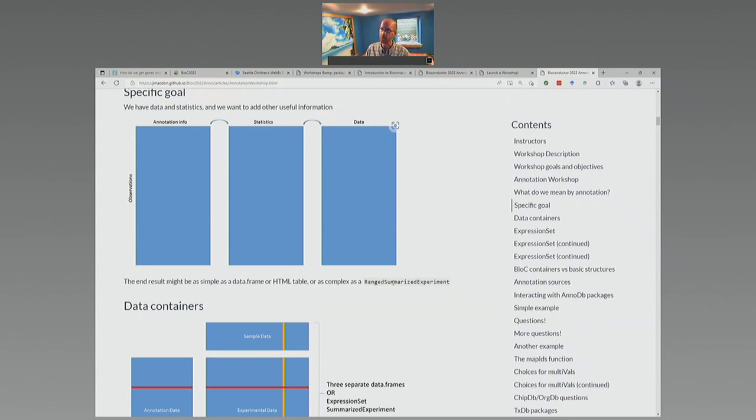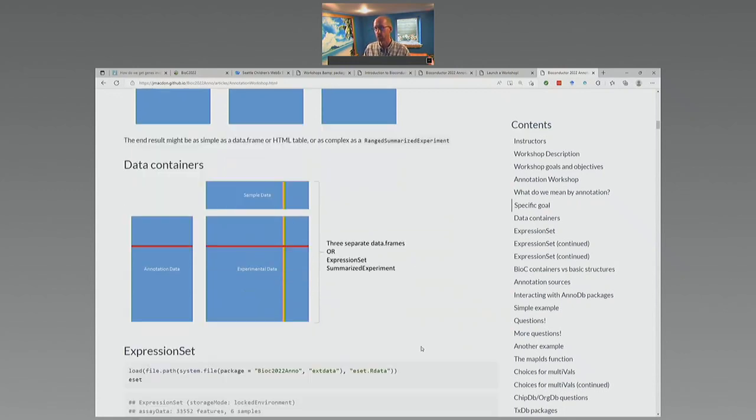And we could do this with three data frames, right? The only issue with that is if you subset your data, or do anything with your data, you have to remember to do something with your statistics and then something with the annotation information to keep everything lined up.